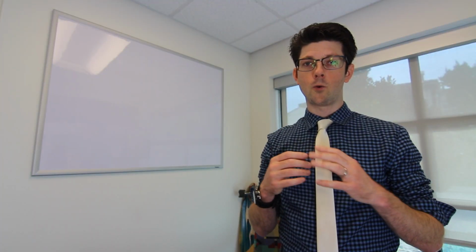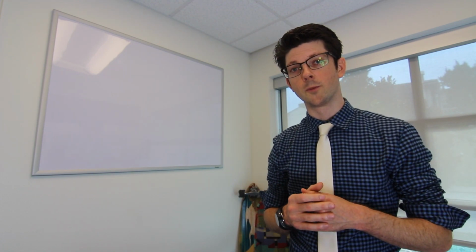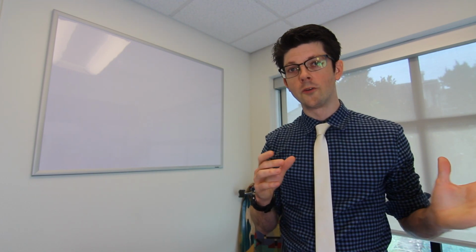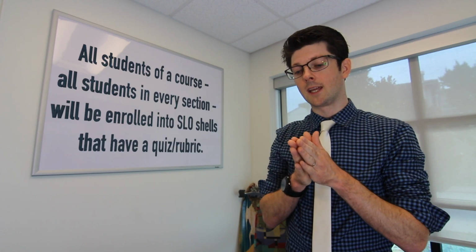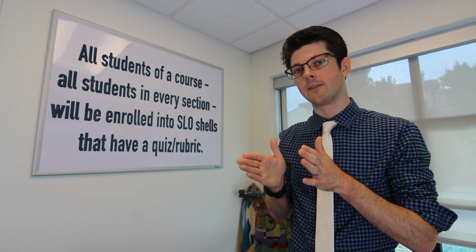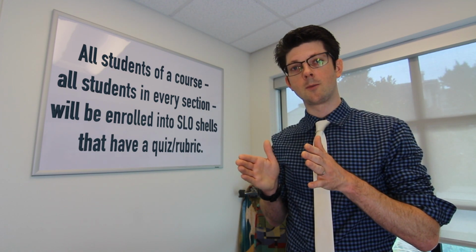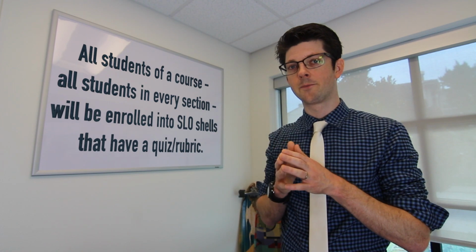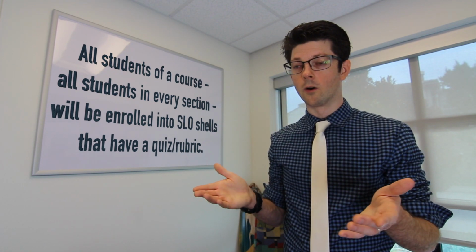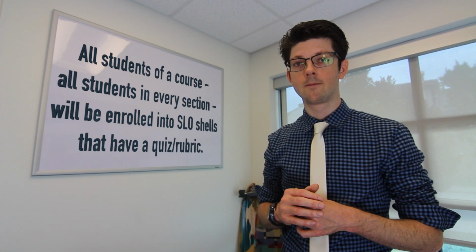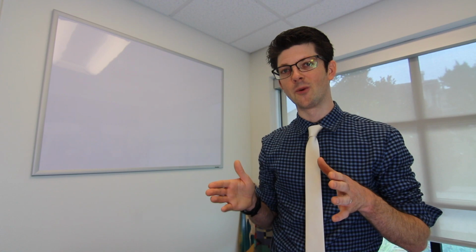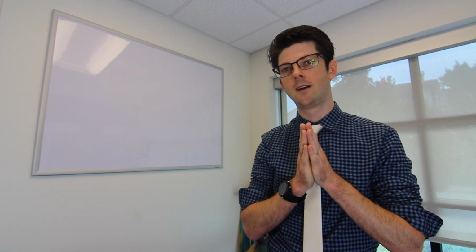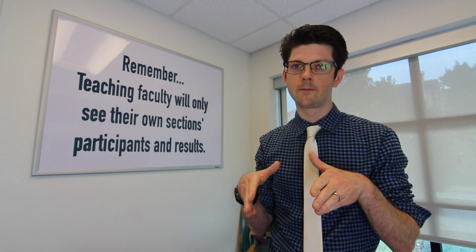Now, what happens for the courses that we do receive quizzes and rubrics for is we enroll students into those assessment shells. We enroll students in every single section of that course. So sometimes these assessment shells will have 30 or 1,000 students in them. Now, even though all of the different sections of a course are enrolled into the single Canvas shell, faculty and students only ever see their own section.